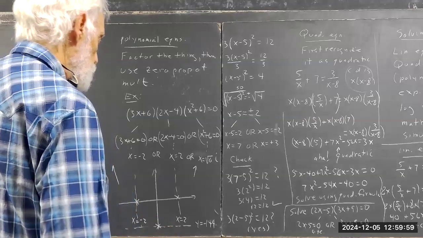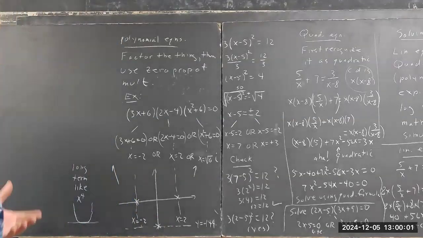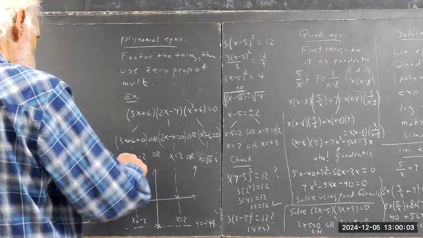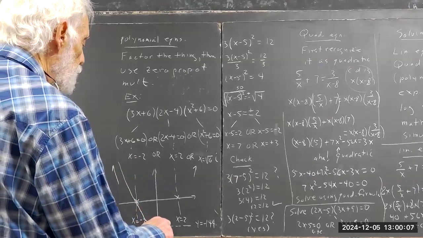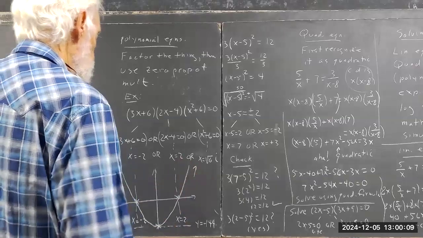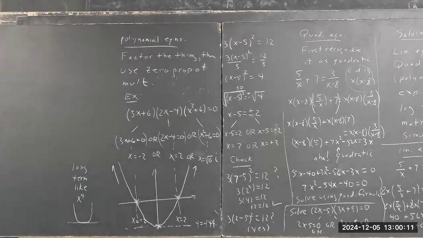So what's the graph going to look like? Well, it's going to be a pretty simple looking graph. It's going to come down from up here through this point. It's going to come down here, probably flatten out quite a bit, and then go up like this. Probably be flatter down here than I drew it.